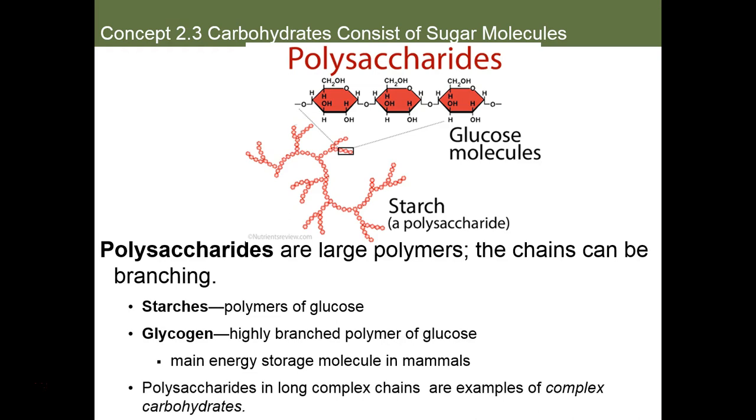Polysaccharides are larger than oligosaccharides and are large polymers. They can form chains of many individual monosaccharide subunits. These chains may be straight or branching, like starch, pictured above. Starch is just a large polymer full of glucose, while glycogen is highly branched and a main source of storage energy within mammals. Polysaccharides in long, complex chains are known as complex carbohydrates.